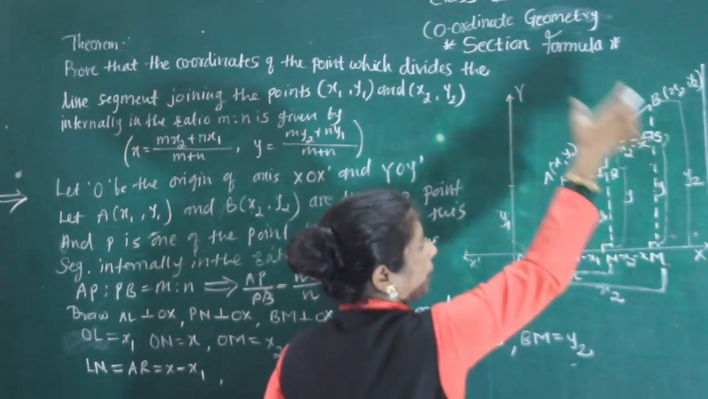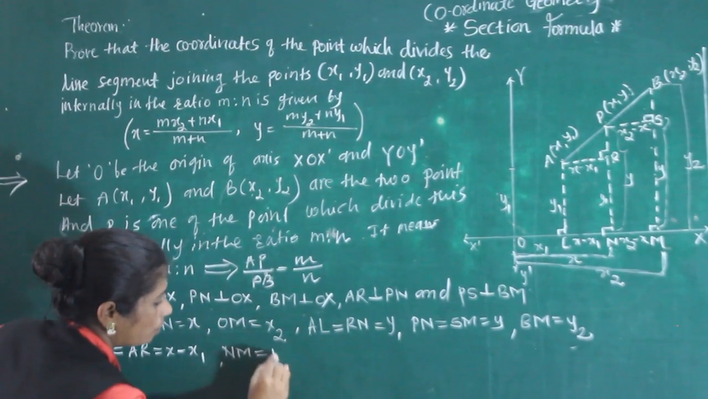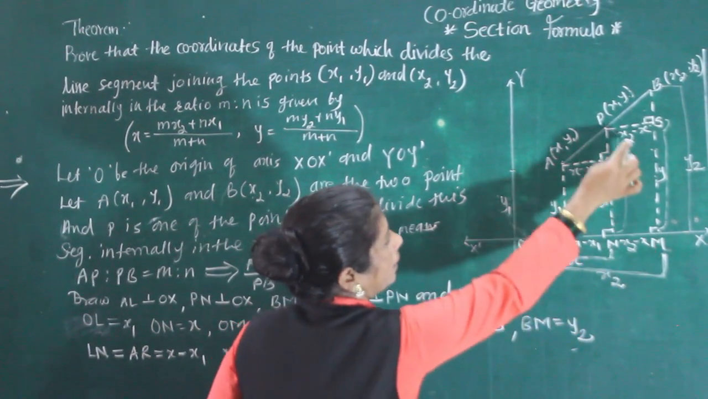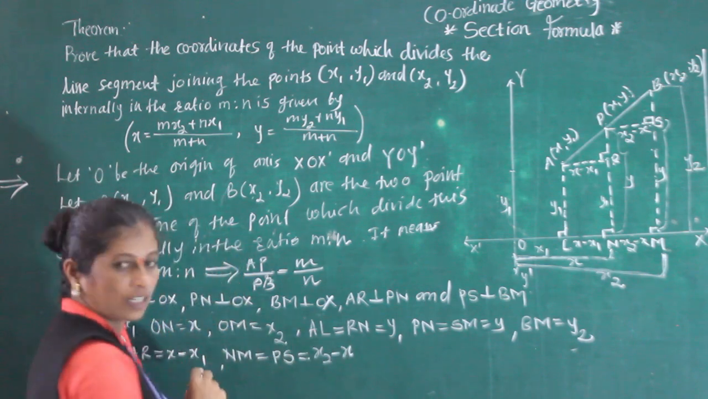NM equals PS, correct? So NM equals PS and it equals X2 minus X, right?